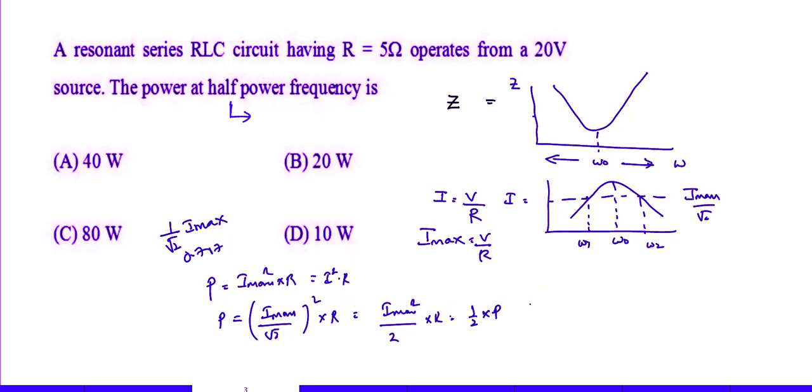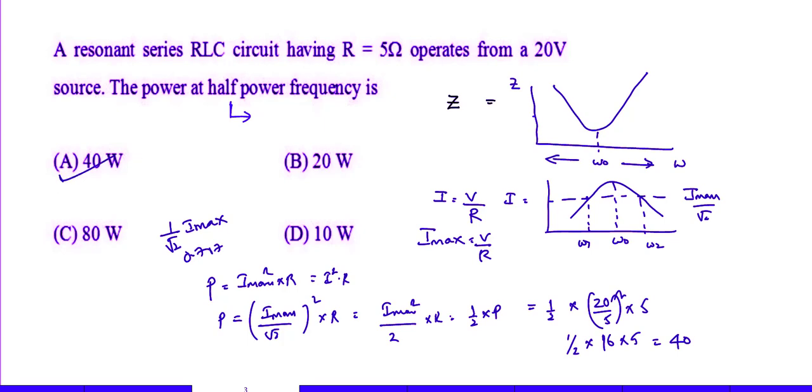So what is I max? I max is 20 by 5, whole square into R, 5. Half into 5, 4 5s are 20, 4 square 16, 16 into 5 is 80, half of it is 40 watts. 40 watts is the answer.